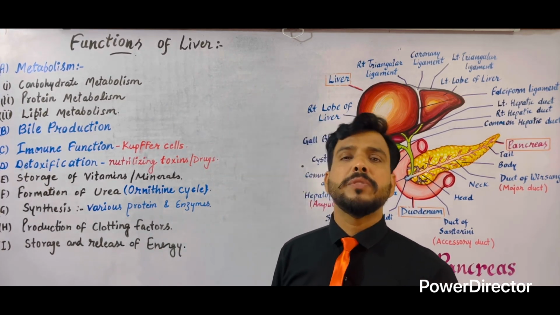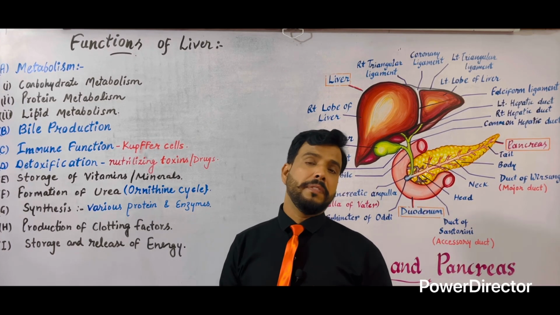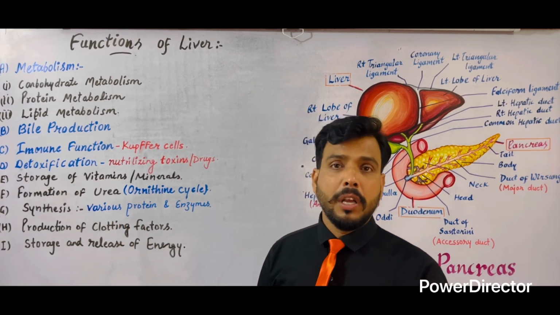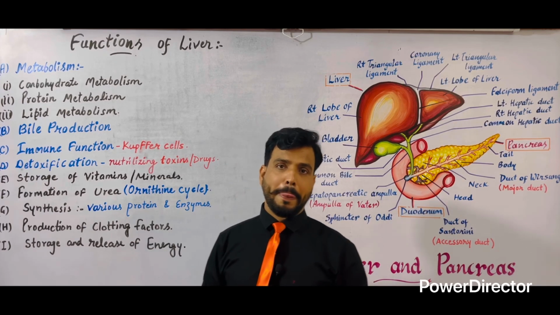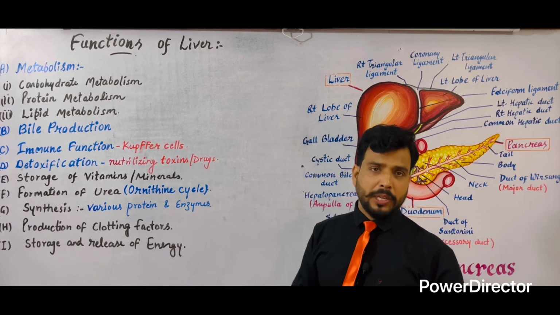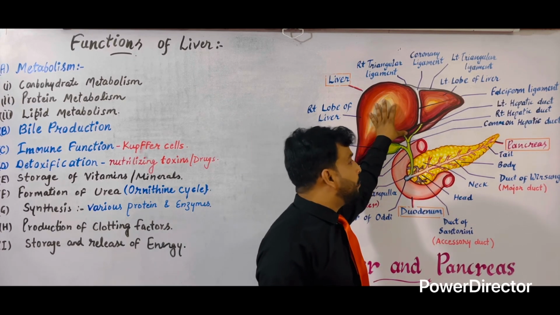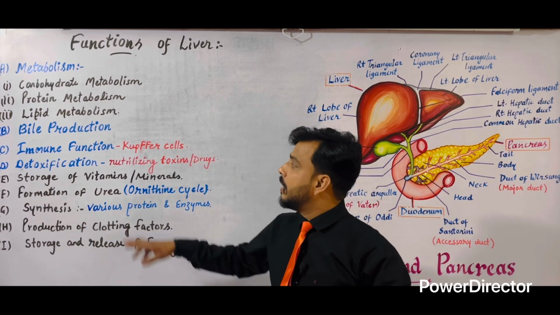So these are the various forms of food present in our body: carbohydrate, protein and fat. Different metabolic activities, or the chemical reactions related to these foods, take place inside the liver, which are collectively known as metabolism. Next function of the liver is bile production. As I told you 2 to 3 times in this video, our liver produces bile juice, which is stored in the gallbladder.